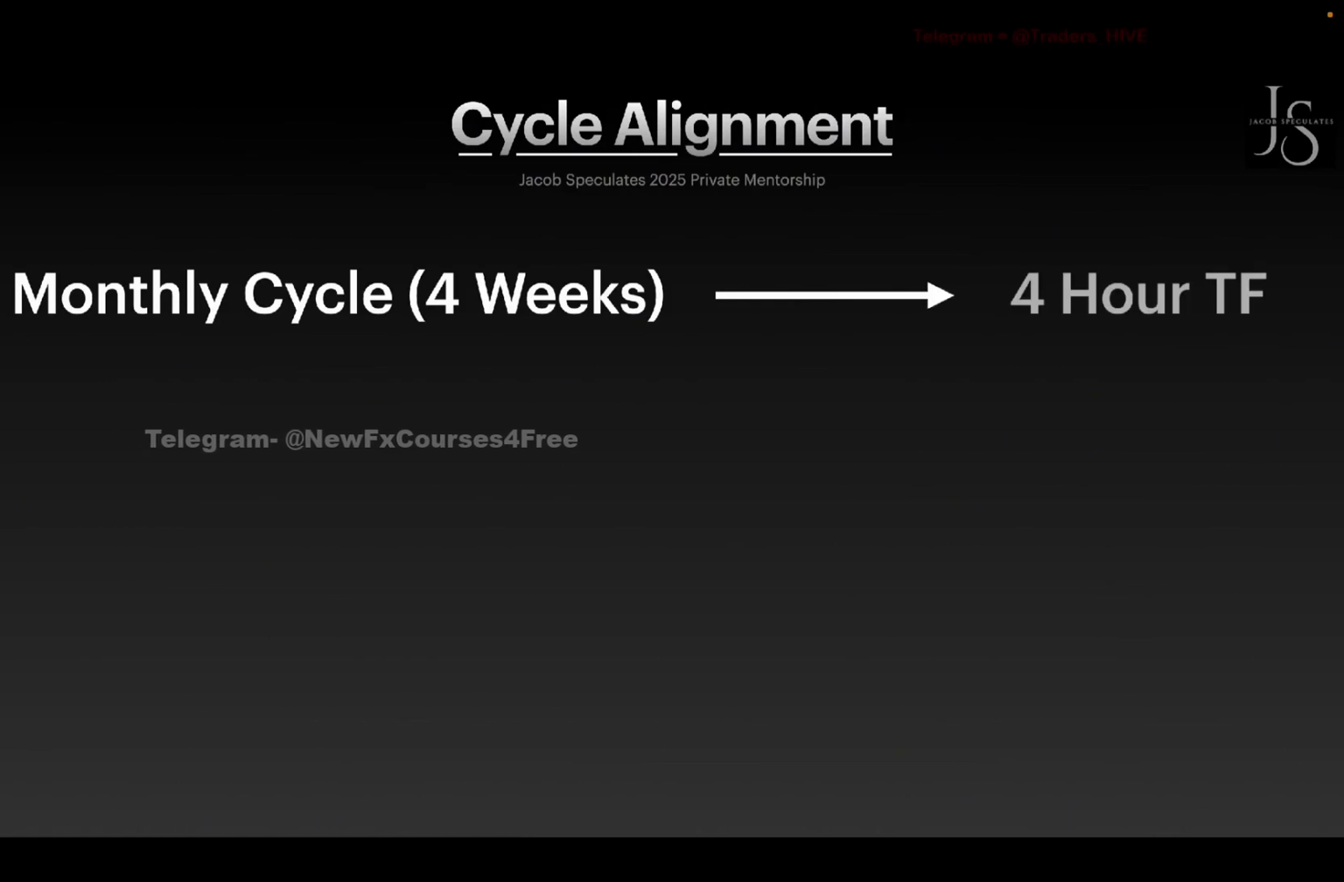If you are trading the monthly cycle, which is comprised of 4 weeks, then you want to view it through the lens of the 4-hour time frame. So on the 4-hour time frame, you are looking for PSPs and TPDs to confirm anything that forms on the monthly cycle. So let's say monthly cycle SMT forms, then on the 4-hour time frame, you would look for a TPD or PSP to form on the 4-hour time frame to confirm that.